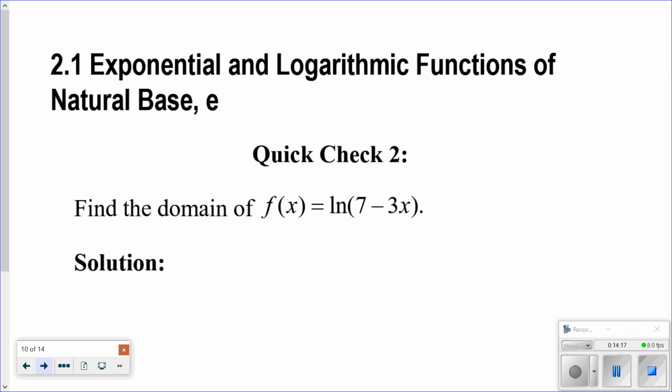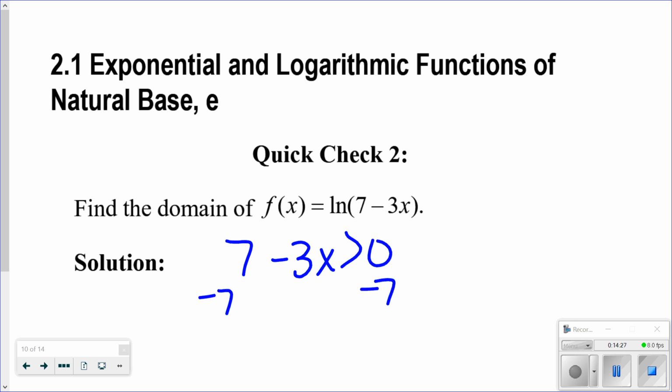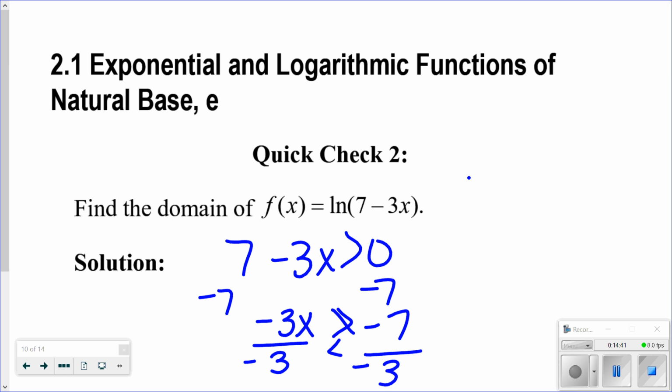Okay, let's try this again. So this time I want 7 minus 3x to be greater than 0. Subtract 7. So we have negative 3x is greater than 7. Divide by negative 3. Again, when I divide by negative 3, I have to switch that sign. So I get that x is less than 7/3.